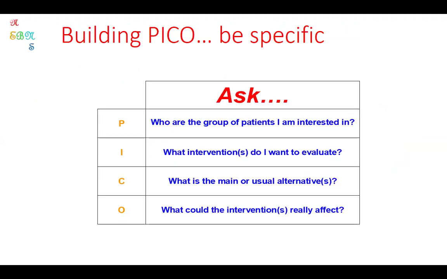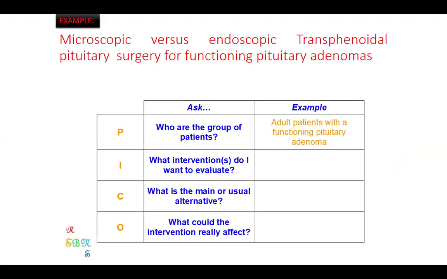So let me give a clear example. As I said, for P, you're asking the question, who are the group of patients I'm interested in? I, what intervention do I want to evaluate or assess? C, what is the comparator? And O, what is the outcome? T, the time frame, and S, the study design.